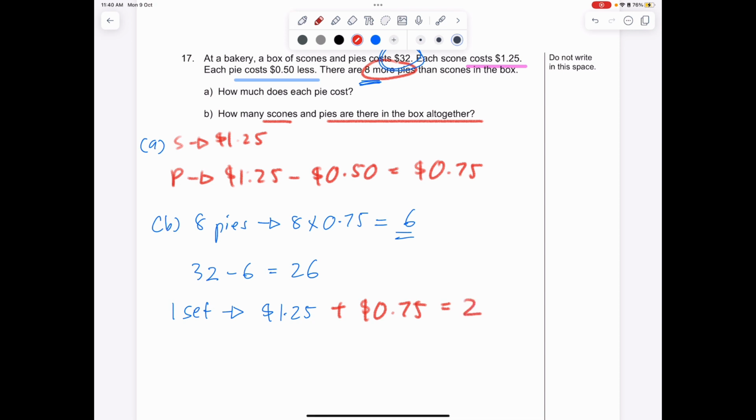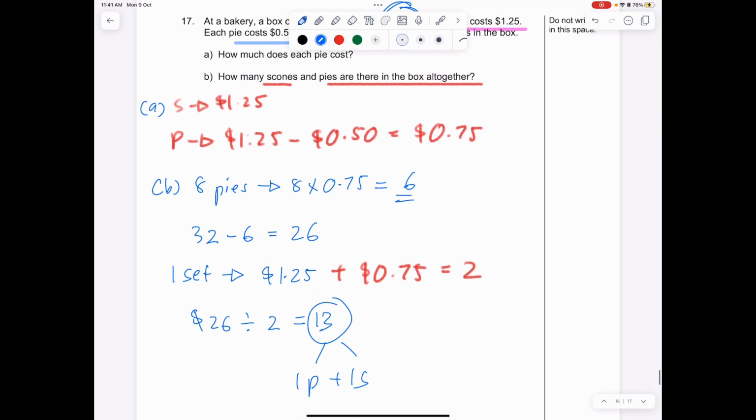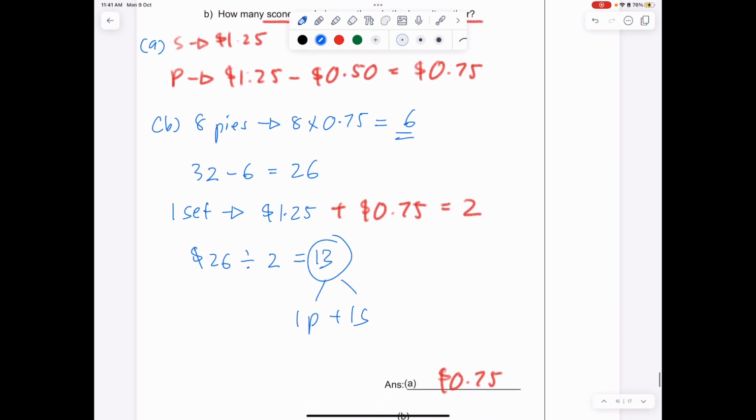So now that I know that every set of this is $2, I just need to take 26 divided by 2. I will get 13 sets. But remember, this 13 sets is made up of 1 pie and 1 scone. So very simple, they ask how many scones and how many pies are there in the box. So I know that for my scones, it is 13. That one is very straightforward.